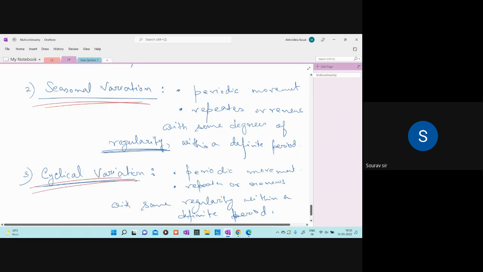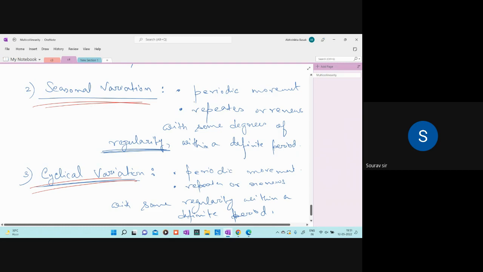Both are incorporating the regularities, not the inherent irregularities, which is basically the randomness of the series that is taken care of by the fourth component of time series, but the regularity or some repetitions of the trend. Suppose in every year within a short span of time, I see that at this particular time the sales increase or decrease. That kind of thing is captured by both of these. So what is the difference between seasonal variation and cyclical variation?